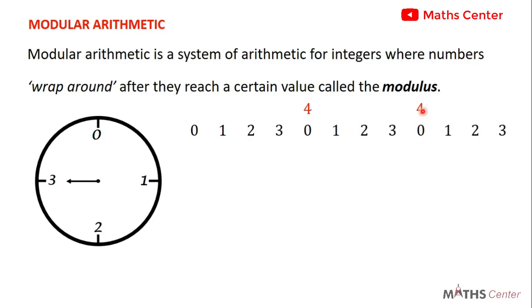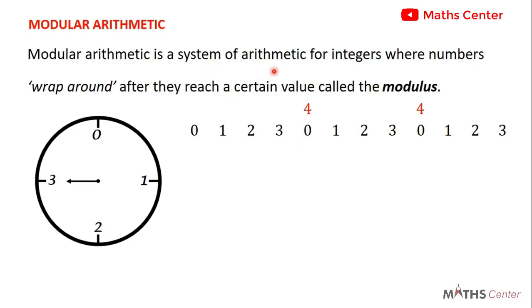When we get to 4 again, the numbers wrap around, and we begin counting all over again. So when we get to 4, we write 0, then 1, 2, 3, and the process will continue on and on. This system of writing numbers is what is known as modular arithmetic, a system where numbers wrap around after they reach a certain value called the modulus. So we can see from here that after we reach the number 4, the numbers will wrap around, and then we begin the whole process all over again.